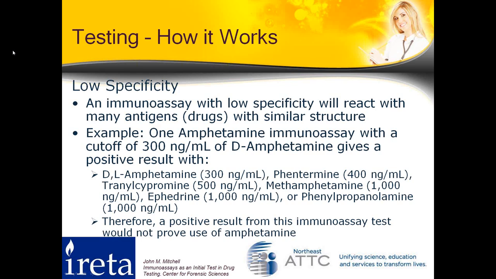So when we look at an amphetamine immunoassay with a cutoff level of 300 per milliliter, we can get positive results with a number of things. That would give us a positive result with phenamine, with methamphetamine, with ephedrine, and so that can create a positive result that would not necessarily prove the use of amphetamine because ephedrine is available in over-the-counter medication. So we want to be aware of that. There are also some issues that have come up with other medications that interfere with the drug testing, and we will look at that a little bit later.